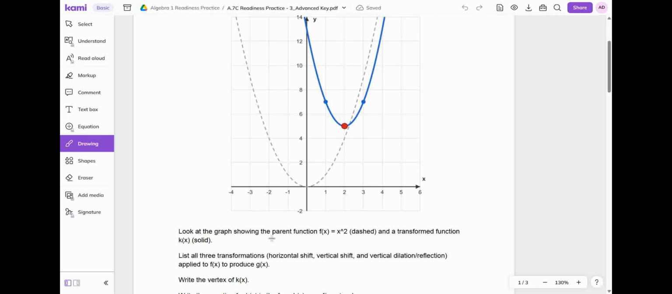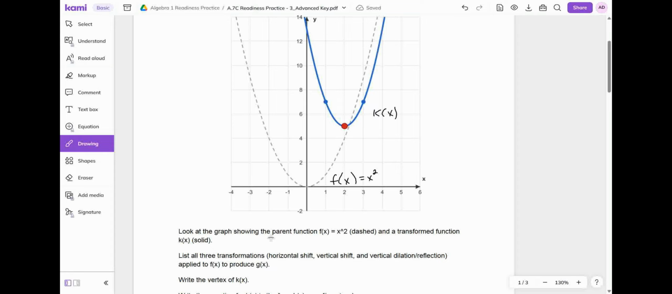So we've got two graphs here. The solid graph is going to be our transformed function, k of x, and the dashed is going to be our parent function. Sometimes we'll call it parent-child functions. It's going to be f of x equals x squared. So we need to list all the transformations, the shifts, and then see if there are any vertical dilations. That means, are we stretching it or are we compressing it?